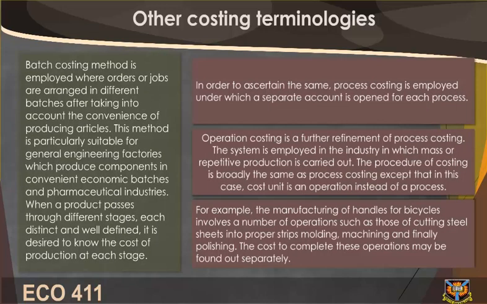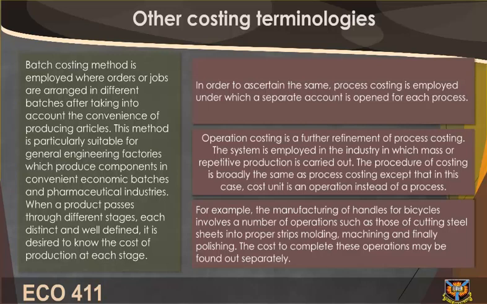Batch costing is employed where orders or jobs are arranged in different batches after taking into account the convenience of producing articles. This method is particularly suitable for general engineering factories which produce components in convenient economic batches and pharmaceutical industries. When a product passes through different stages, each distinct and well-defined, it is desired to know the cost of production at each stage in order to ascertain the same. Process costing is employed, under which a separate account is opened for each process.